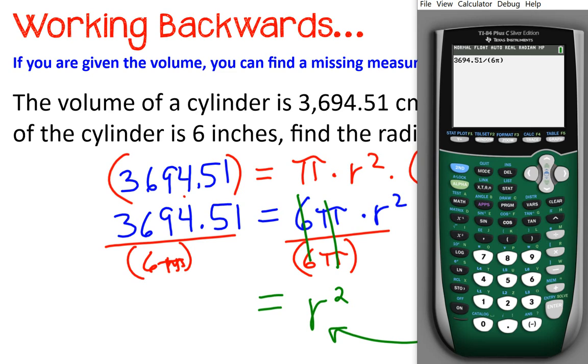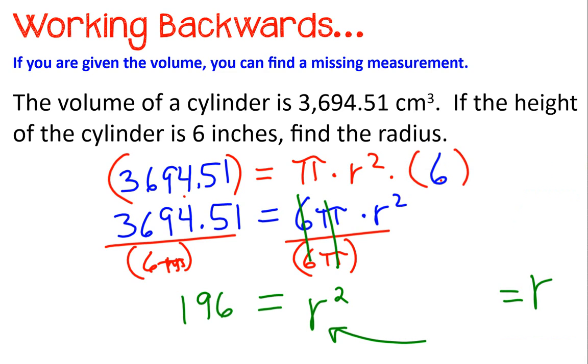There we go. So it looks like my radius is approximately 195.9999, so I'm going to round that to 196. Now the deal is, we need to know what r is, not r squared. So I have to get rid of this little power. And the only way to get rid of an exponent is to use a root. And if the exponent is a square, then you're going to use a square root. And that symbol, which we studied earlier, looks like this.